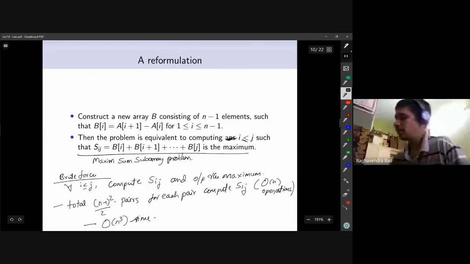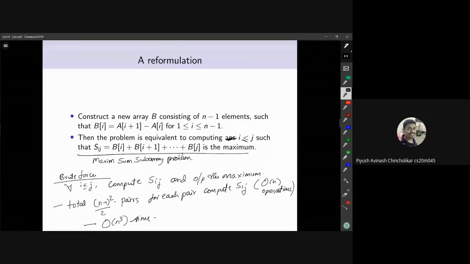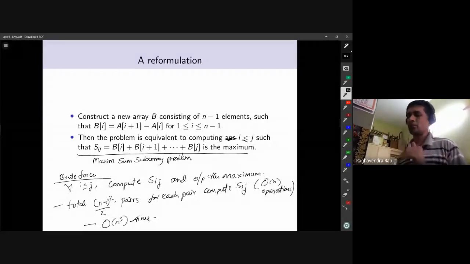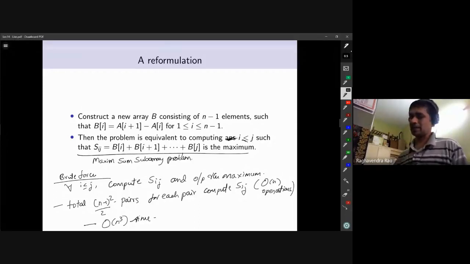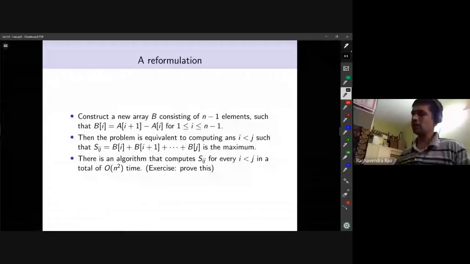However, with a careful implementation, which I'm not going to discuss, remember that you need to compute the summation for every pair i less than or equal to j. What you can do is do it in overall order of n square time. Together, all of this can be done in order of n square time, but I'm leaving it as an exercise. There is an algorithm that computes Sij for every i less than j in a total of order of n square time.